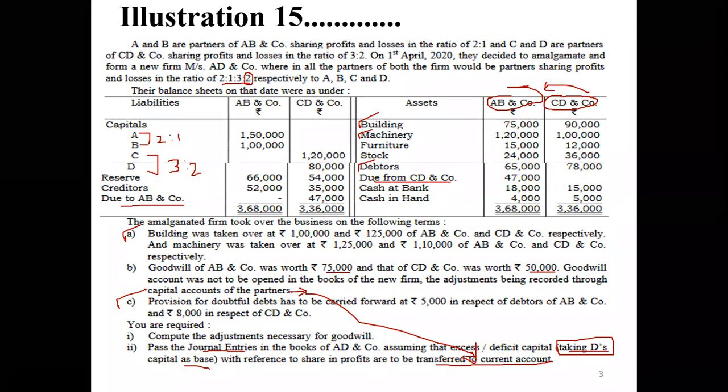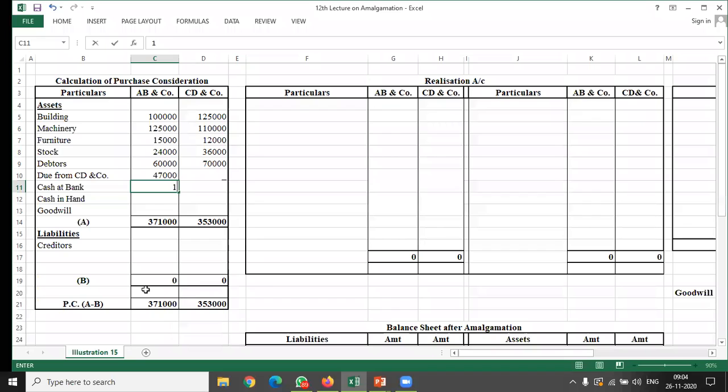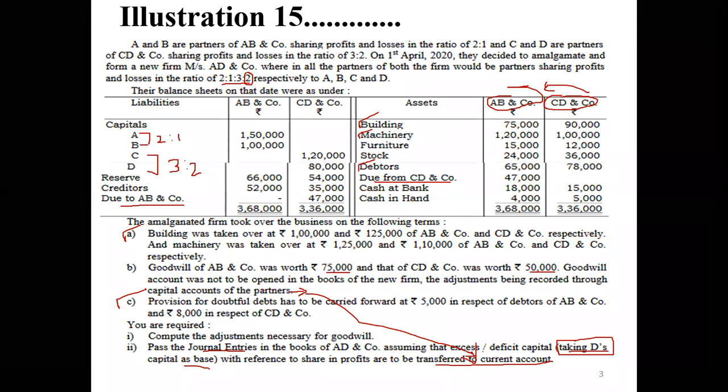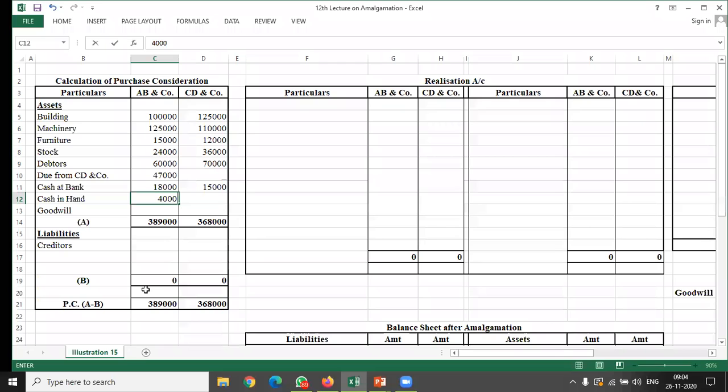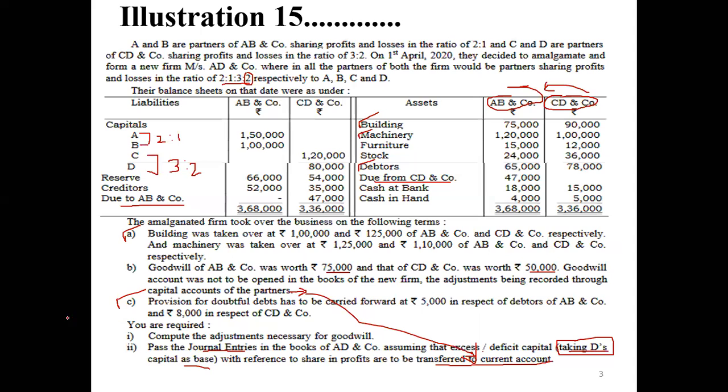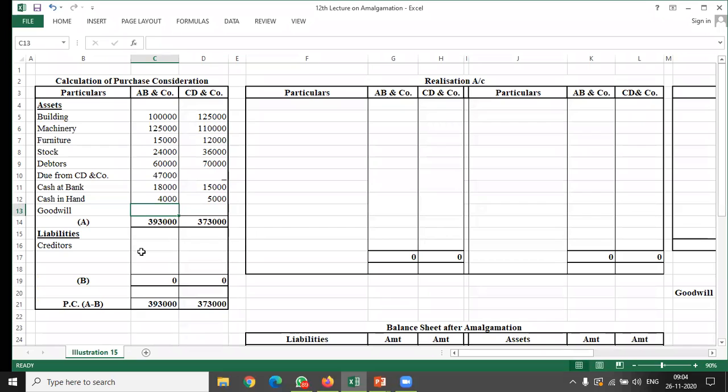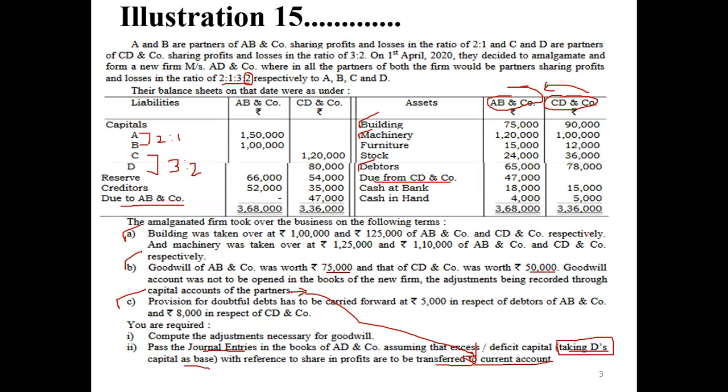Cash at bank we have 18,000 and 15,000. Cash in hand is 4,000 and 5,000. Goodwill is given in point number B, that is 75,000 and 50,000. Okay. Creditors we have 52,000 and 35,000.